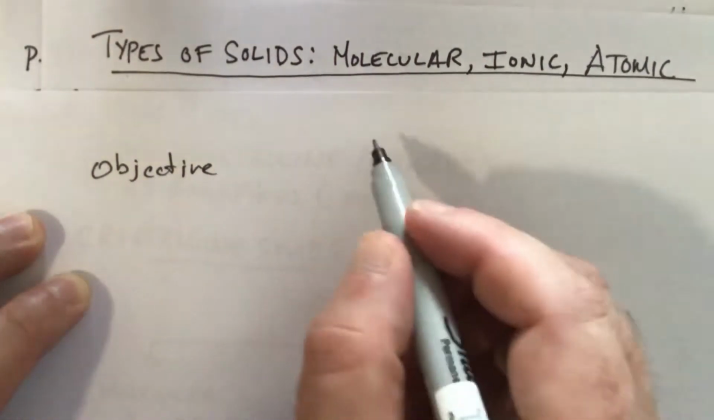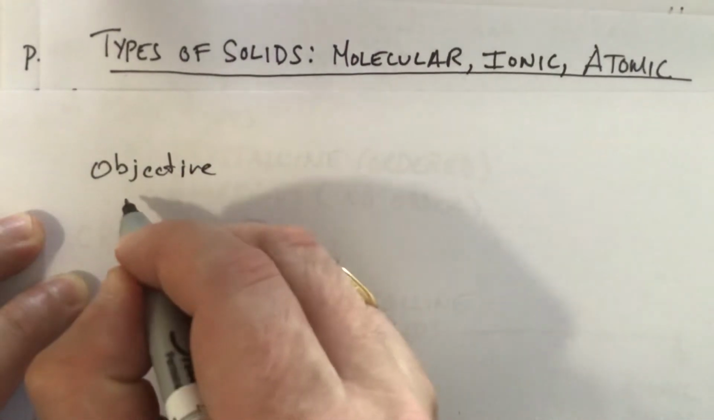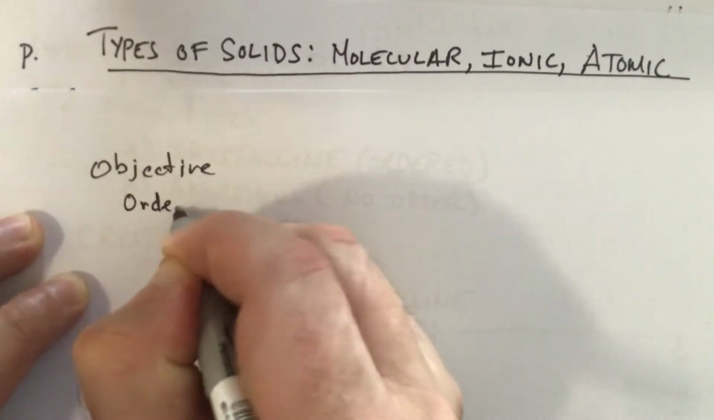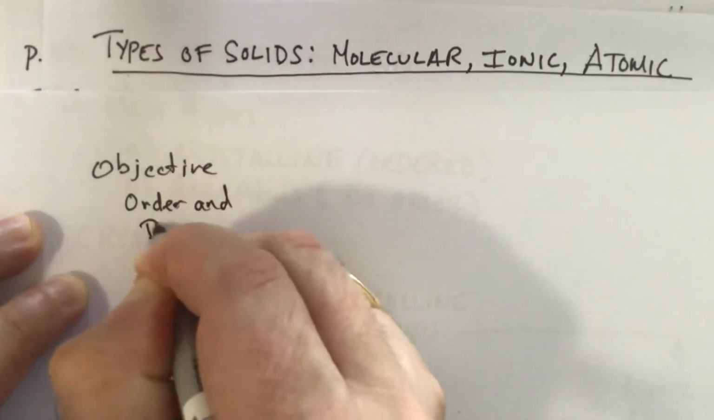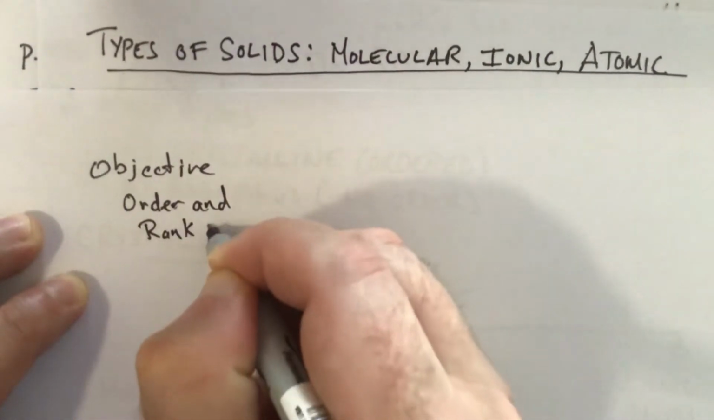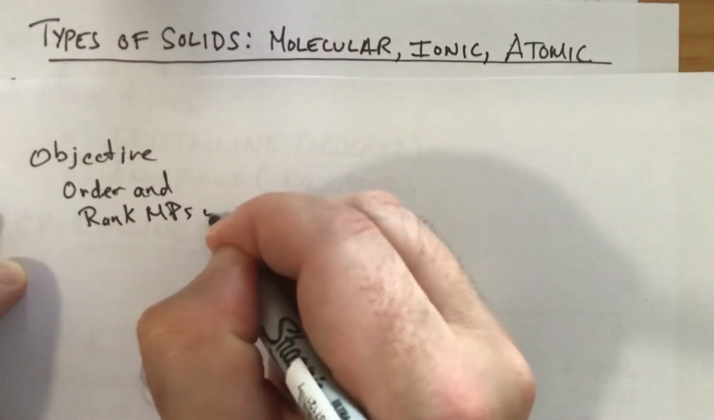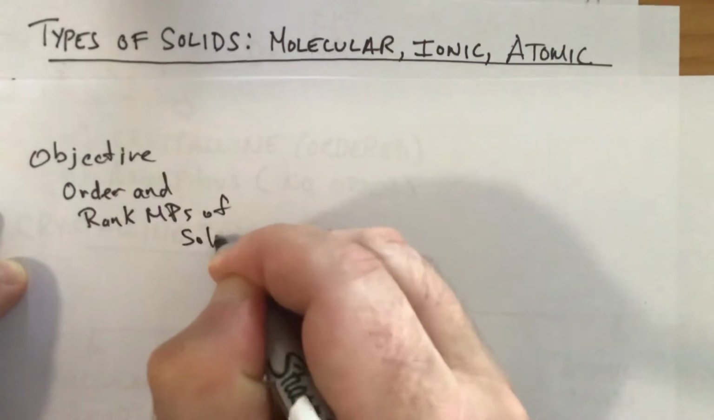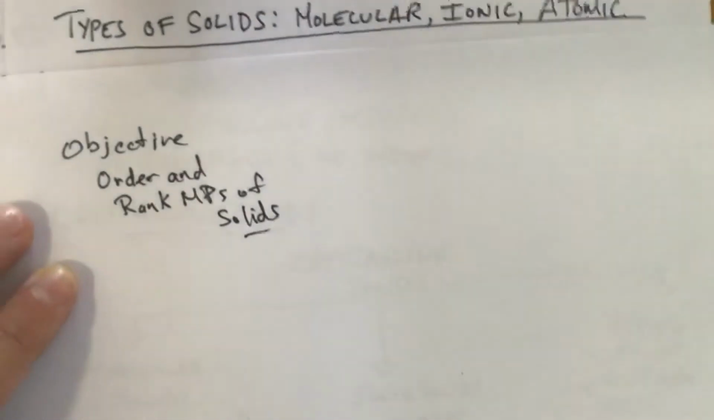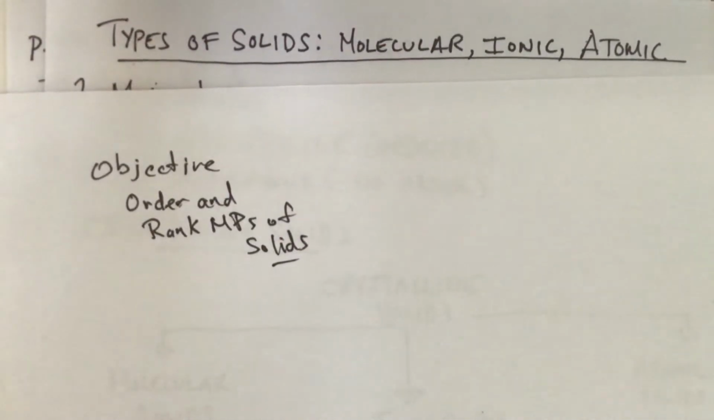Your objective is that you need to be able to order and rank melting points of solids. And that's what we're looking at today. So at the end of it, you should be able to say, I can rank or order melting points of solids. Again, this will relate both to the kind of solid they are, but also to the kind of intermolecular forces that make up the solid. I can or I can't.